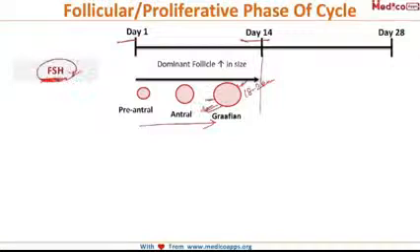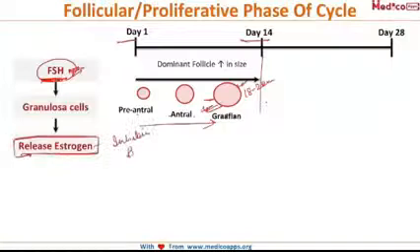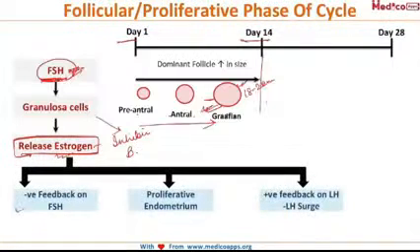Now, in the meantime, the follicle stimulating hormone keeps on acting on these follicles, and from the granulosa cells the estrogen is released. We have already discussed that FSH acts on the granulosa cells to release estrogen and inhibin B. And this estrogen, in turn, has a negative feedback on the FSH, a positive feedback on LH, and it causes proliferation of the endometrium.